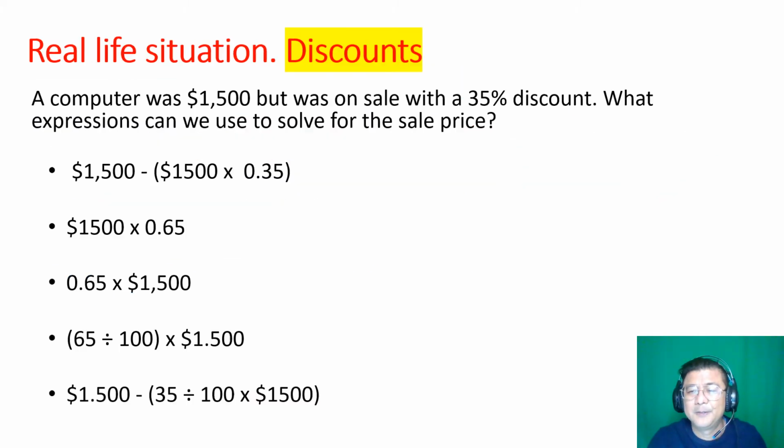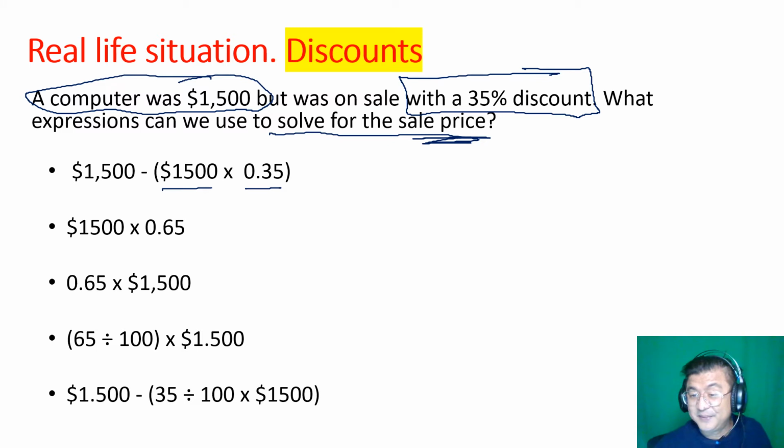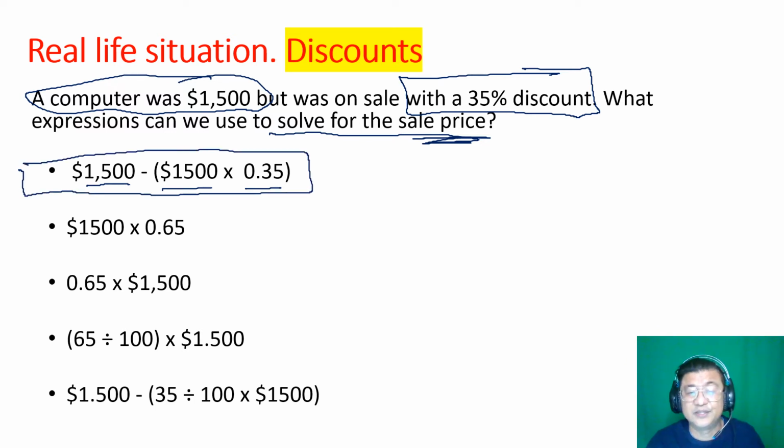Okay, let's move on. Now, in real life situations, sometimes a teacher would give you a problem and different kids would write different expressions, okay? But don't worry, even though they're written differently, they all mean the same. For example, a computer was 1,500, but it's on sale with a 35% discount. What expression can we use to solve for the sale price, all right? So look at the first part, multiplying by 0.35. We remember that, right? To get the discount. And then once you know the discount, we subtract from 1,500. This is the regular way, the traditional way that we've been doing it.